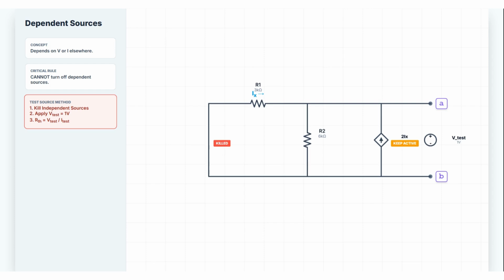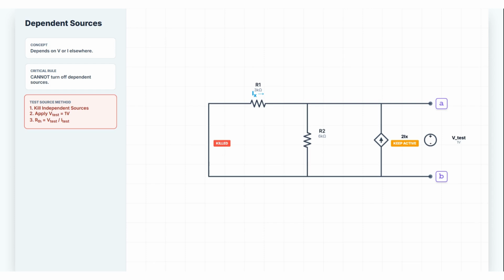Step 4. Solve the circuit using KVL, KCL, or nodal analysis to find I or V. Step 5. Calculate R Thevenin equals V divided by I. Let's do an example. Here's a circuit with a 12-volt source, a 3 kiloohm resistor R1, a 6 kiloohm resistor R2, and a dependent current source. The current source outputs 2 times Ix, where Ix is the current through R1. We want the Thevenin equivalent across RL.